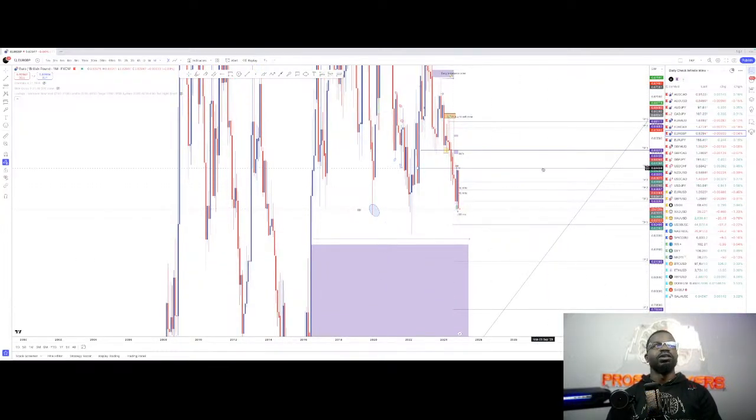So we're looking for this fall with euro pound for a while. We've been following it. TP's hit. What we want to do is just look for the next structural level.